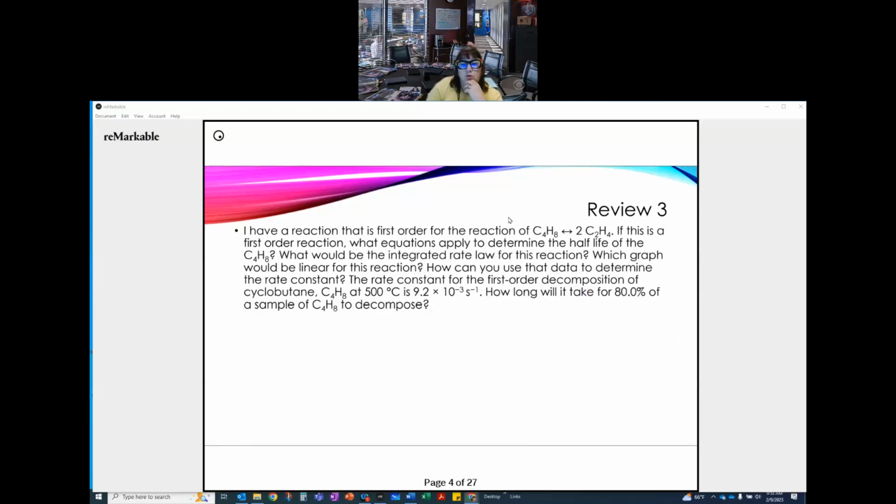So what does this say? I have a reaction as first order with a reaction of C4H8 goes to 2C2H4. If this is a first order reaction, what equations apply to determine the half-life of C4H8? So I know that C4H8, this reaction here, is first order.